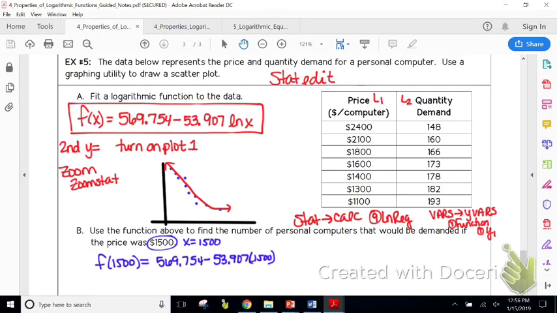We could go to our table. It doesn't start at 1,500, but we could go to the table setup and change the beginning one to 1,500. Or some of y'all have learned about the ask feature. You can use the ask feature and find it. Either way, what was our answer? 175.52. Yeah, 175.5 something, which means how many computers? 175 computers.